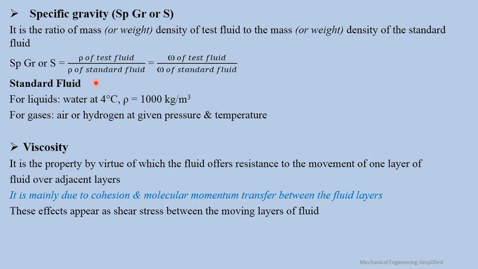And what is a standard fluid? Standard fluid in the case of liquids is water at 4 degrees Celsius, having a density of 1000 kg per meter cube. And why 4 degrees Celsius? Because water is most dense at this point, that is at 4 degrees Celsius. Lower than it and higher than it, water is less dense. That is why it is taken as a standard fluid for liquids. For gases, it is air or hydrogen at given pressure and temperature.